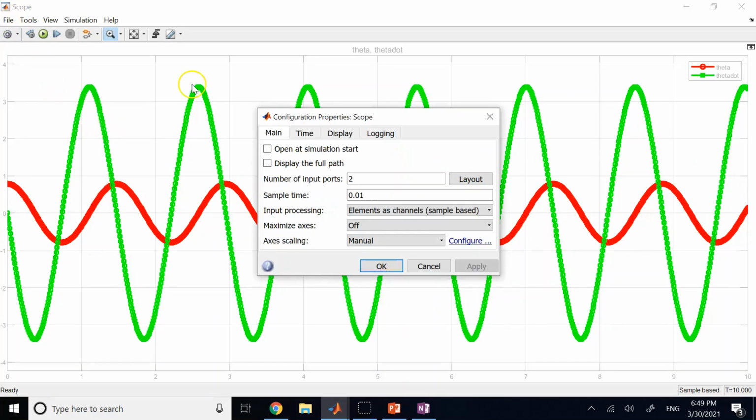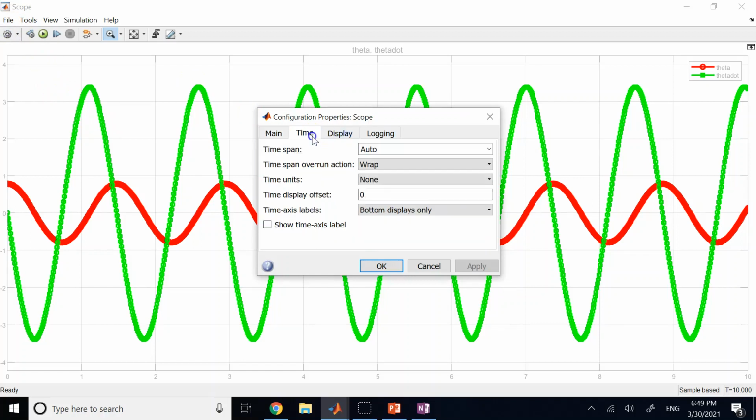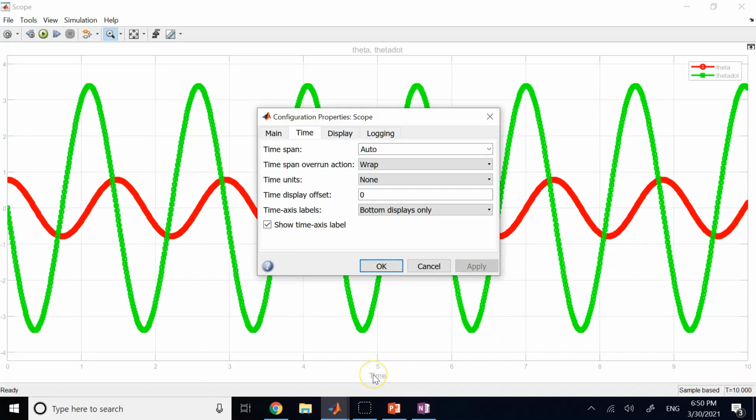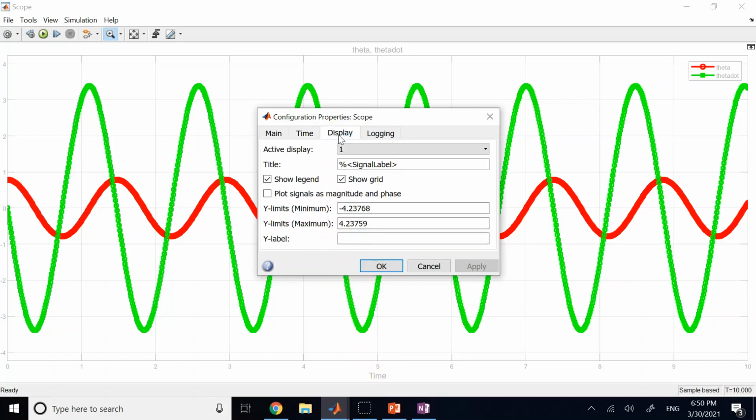Okay, what else can you do? So here, under the time, you're good. I don't recommend you change anything like that. And if you want, you can show labels. And here you can see that it shows the time axis label, and it says this is time, right? And then you can have a grid, or you can get rid of the grid.